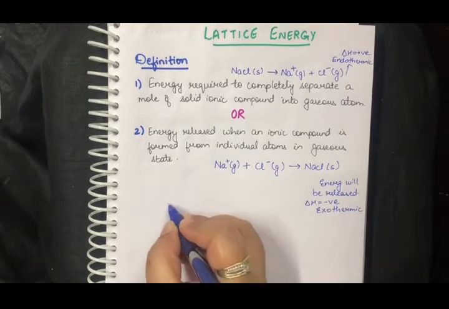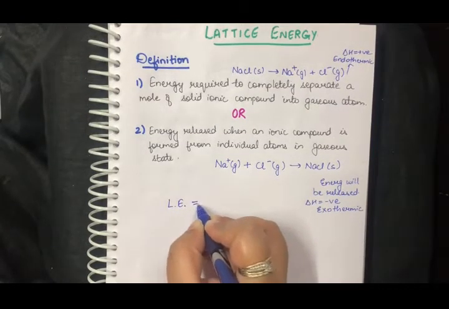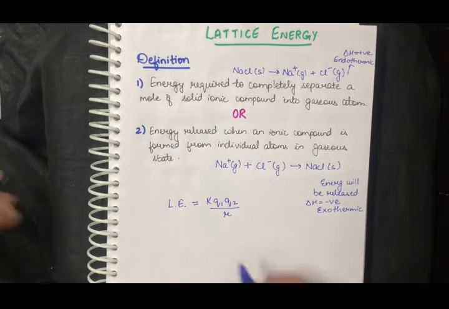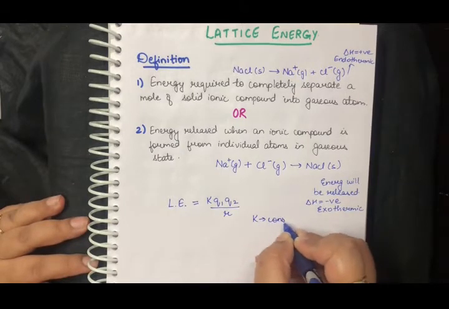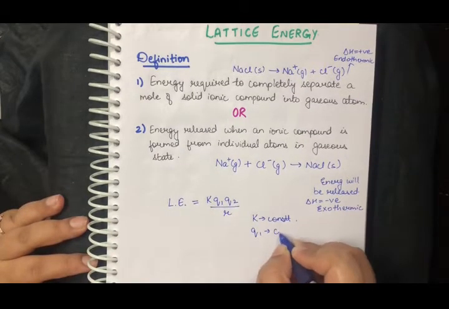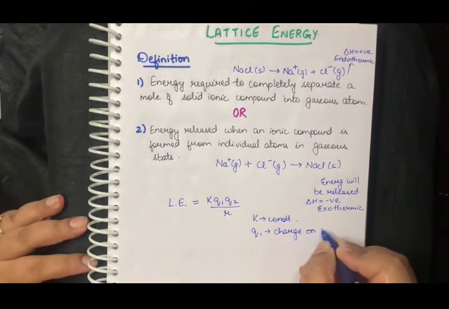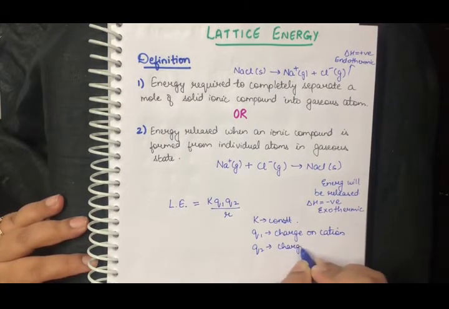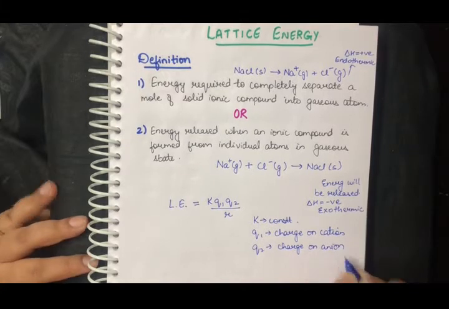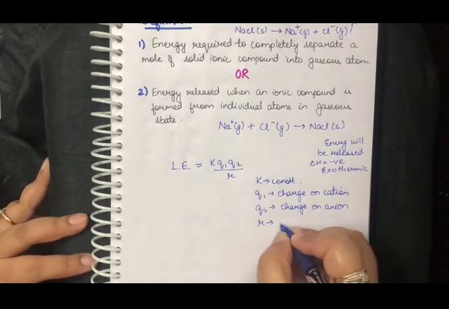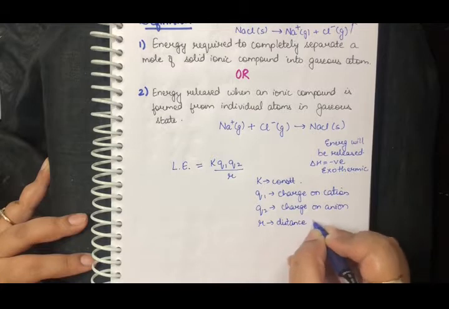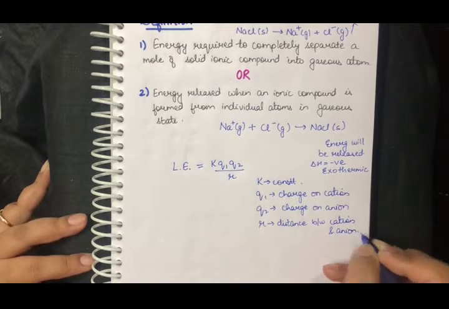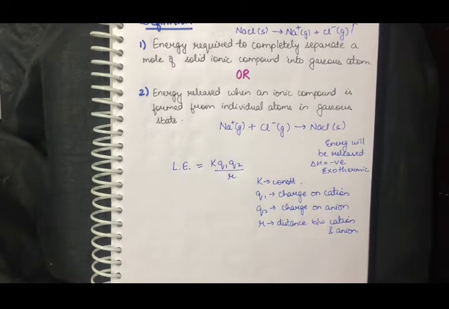Now, how do you calculate lattice energy? Lattice energy is equal to K Q1 Q2 upon R. Now K is a constant, Q1 is the charge on the cation, Q2 is the charge on the anion, and R is the distance between the cation and anion. And what do you mean by the distance? You mean the radius of the cation and anion.